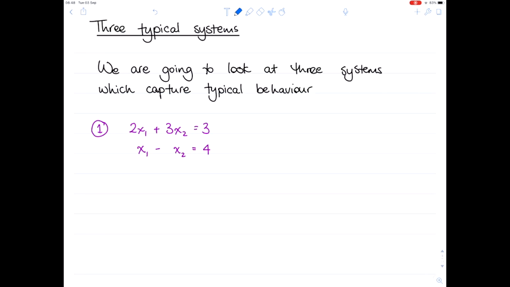So the first typical situation that we're going to have a look at is this example over here. Now, if you see x sub 1 and x sub 2, it might be looking a little unfamiliar. But if I rename x1 and x2 as x and y, you'll see that what we're actually dealing with is something that you've been looking at even at school. So if I put 2x plus 3y is equal to 3, and x minus y is equal to 4, then suddenly you can see that here we're trying to find, if we're solving these simultaneously, where these 2 straight lines intersect.